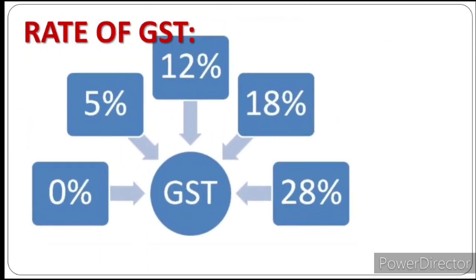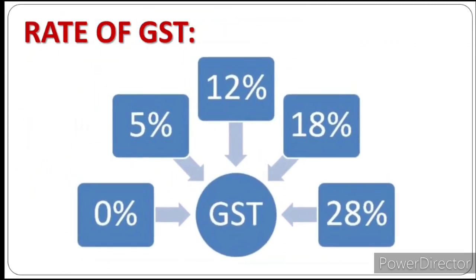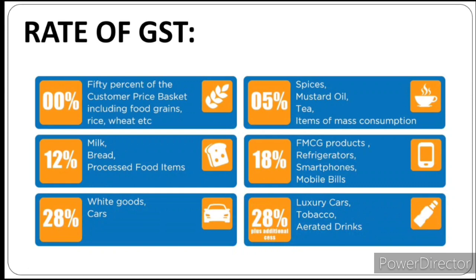Now what is the rate of GST? It lies between 0% to 28%. 0% is levied on the essential commodities which we use in our day-to-day life. We will see the chart to understand more about the rate of GST.